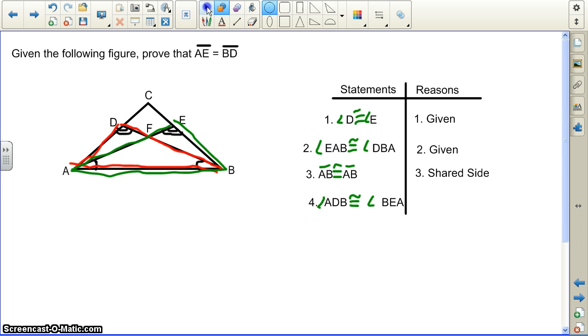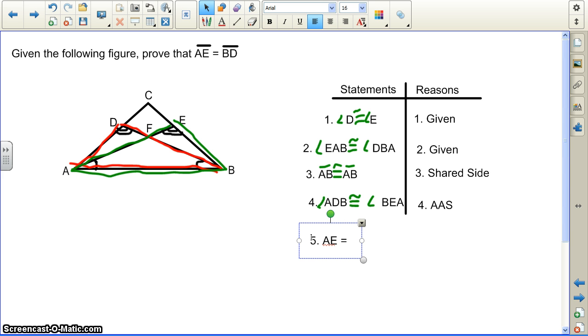And we know that they're congruent because we said it was the angle angle side congruence conjecture. And finally, I can say that AE is equal to BD because of CPCTC. Okay, and that's it.